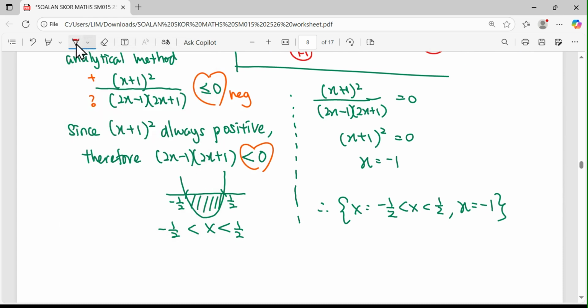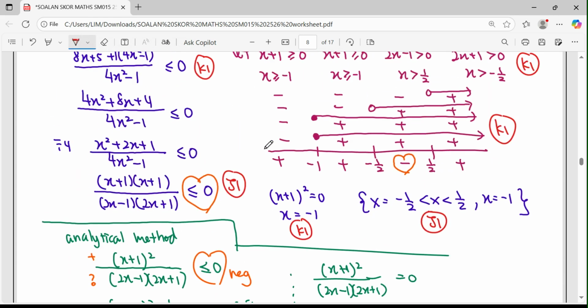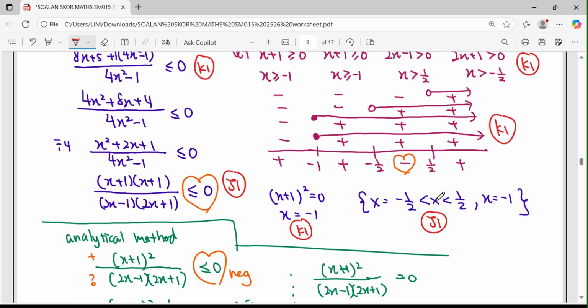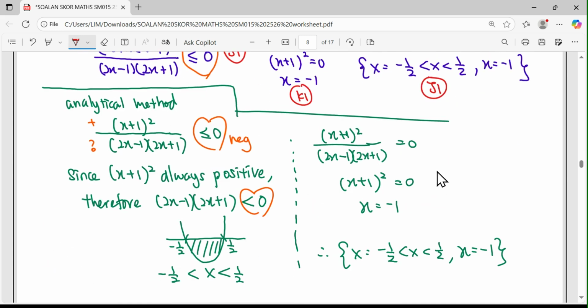For those using the analytical method, alright, so 1, 2, 3, we continue, 4 marks here. The first one, this one, 1, 2, 3, 4.